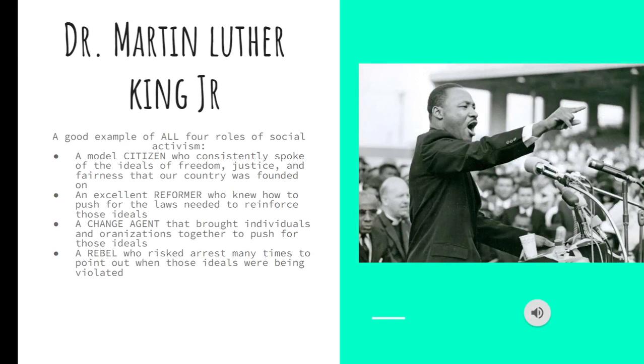A historic activist that we all know, Dr. Martin Luther King Jr., is a good example of all 4 of these roles of social activism. He was a model citizen who consistently spoke of the ideals of freedom, justice, and fairness that our country was founded on. He was an excellent reformer who knew how to push for the laws needed to reinforce those ideals. He was a change agent that brought individuals and organizations together to push for those ideals. And he was a rebel who risked arrest many times to point out when those ideals were being violated.